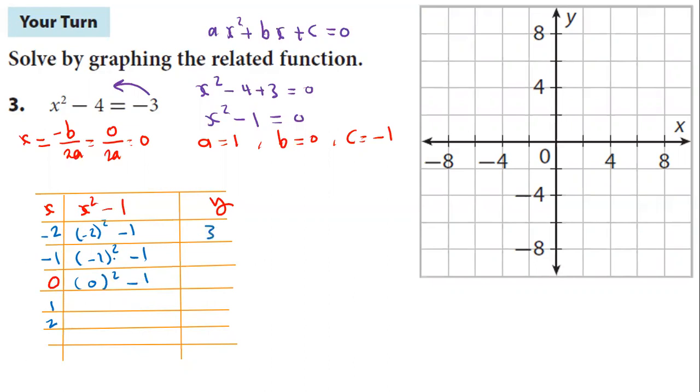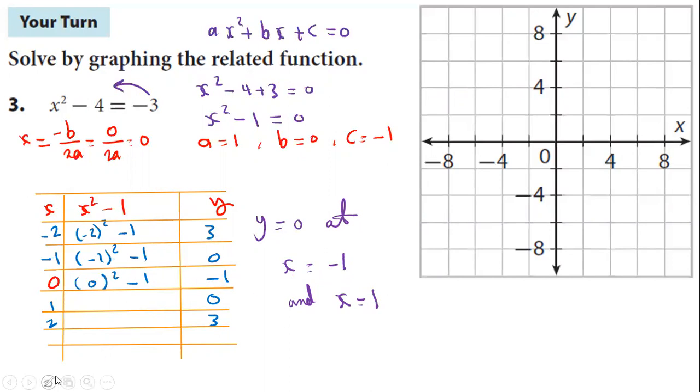Negative 2 power 2 is 4, 4 minus 1, it will be 3. Negative 1 power 2 is 1, 1 minus 1, 0. So y equals 0 at x equal negative 1. So this is the first 0. 0 power 2, 0 minus 1, it will be minus 1. Because this is the vertex, this value will repeat: 0, 3. Okay? Because a parabola is symmetric. So now we have y equals 0 at x equal negative 1 and x equal 1. So we have the two zeros, negative 1 and 1.